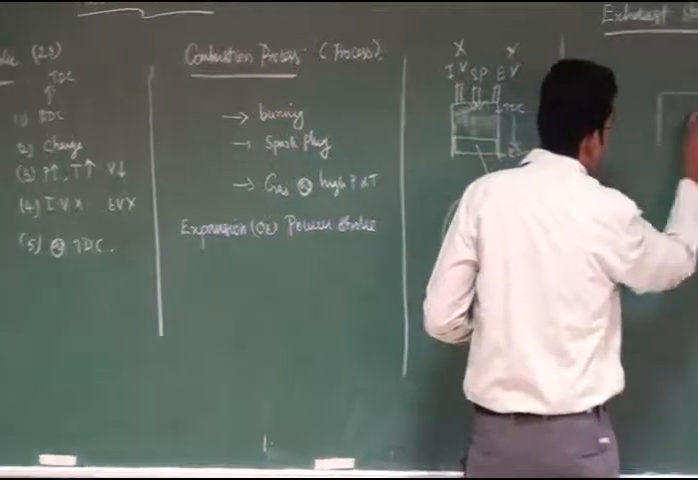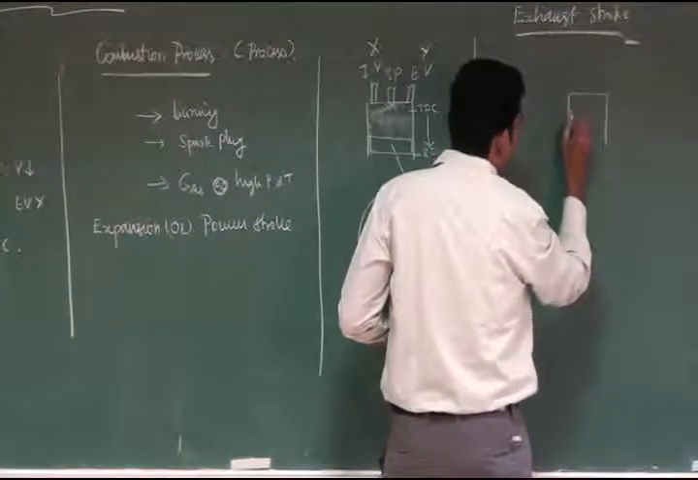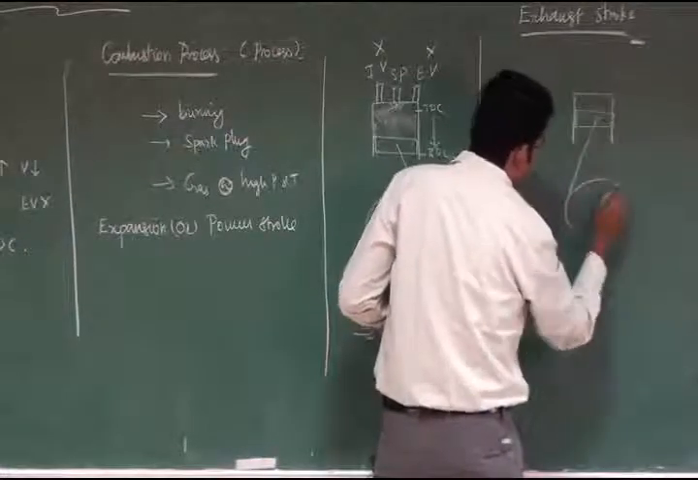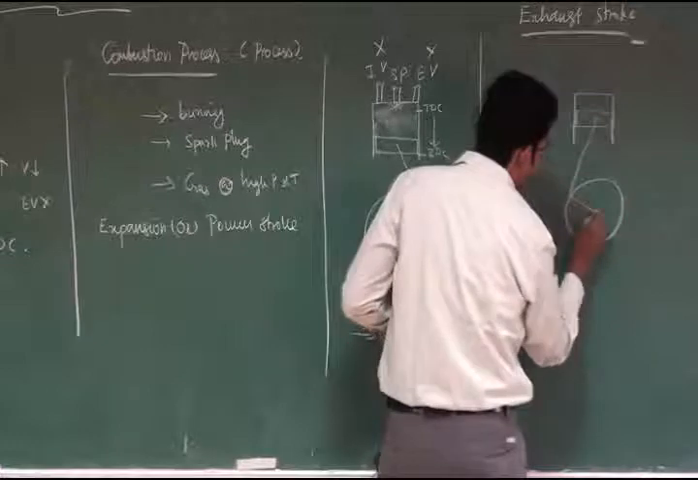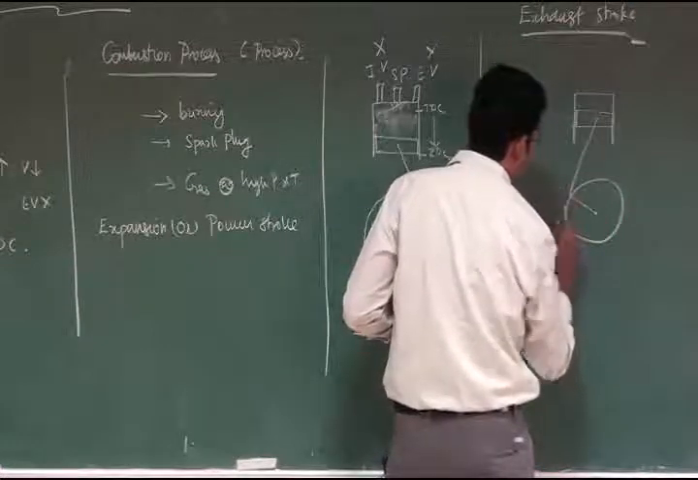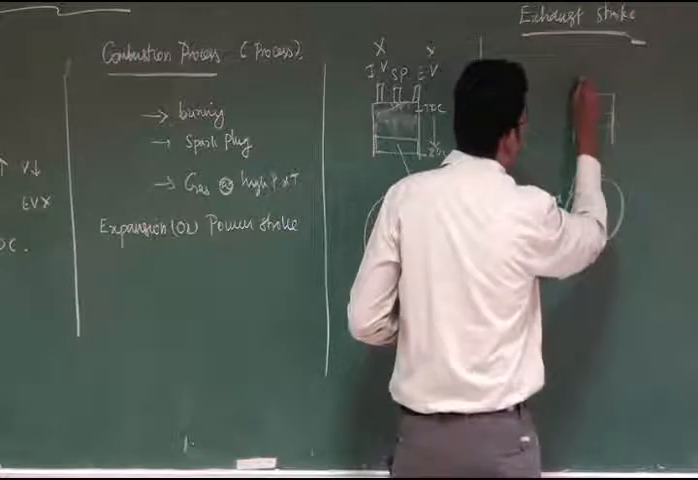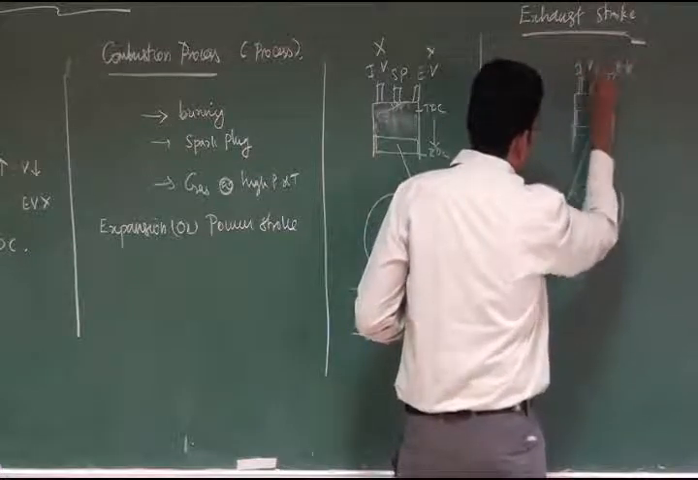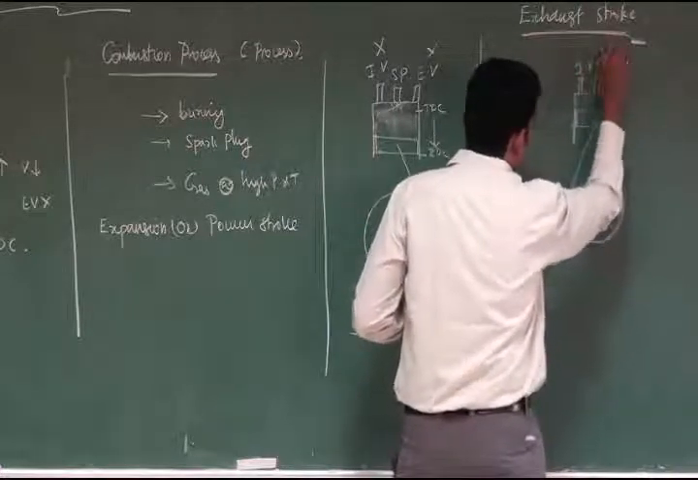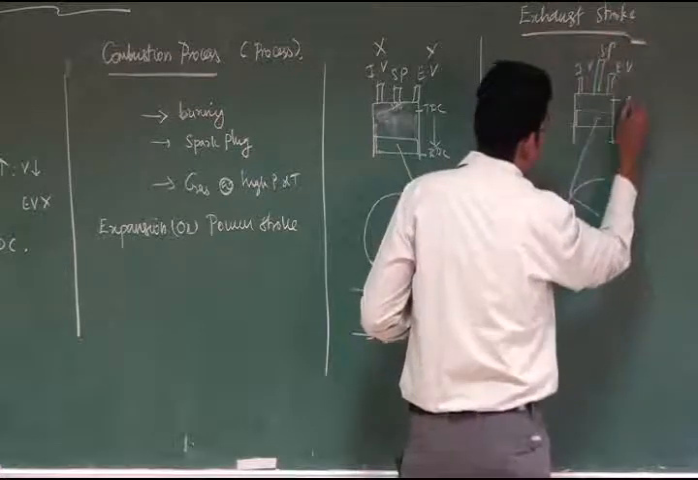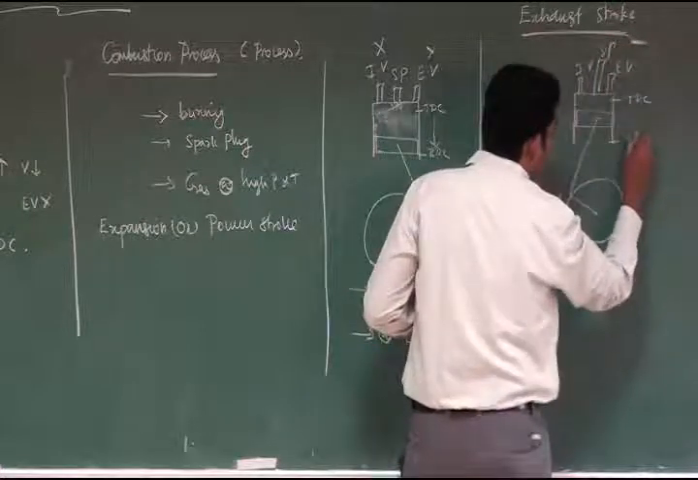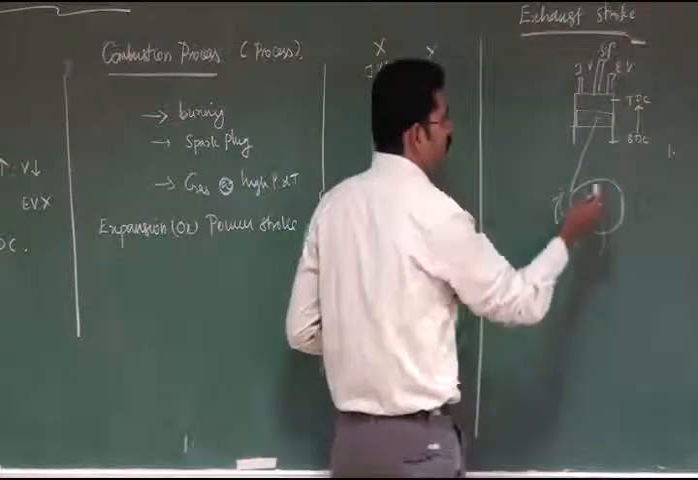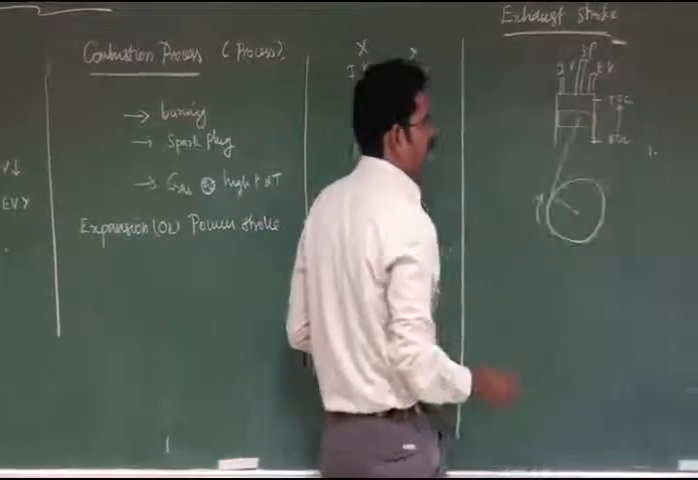This is the line diagram of the exhaust stroke. It's a cylinder, it's a piston. The piston connects to the crank through the connecting rod. We have an inlet valve and we have an exhaust valve. We have a spark plug. The piston movement will be bottom dead center to top dead center. First point, the piston will move from bottom dead center to top dead center.